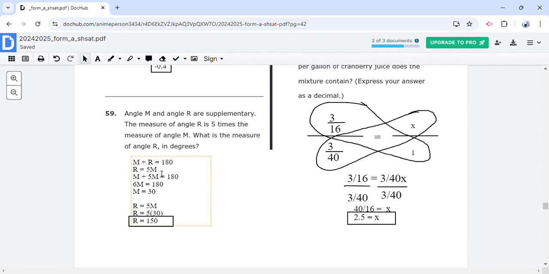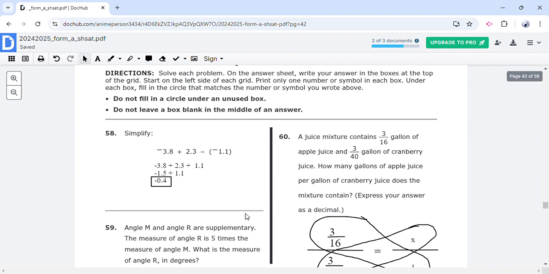So you can substitute R for 5M in this equation, giving you M plus 5M equals 180. And then that gives you 6M equals 180. And you can divide 6 on both sides to isolate the M, giving you M equals 30 in this equation. And you know that R equals 5M, so you can substitute 30 for M. So R equals 5 times 30, which means that R equals 150 degrees. Let's move on to the next problem.